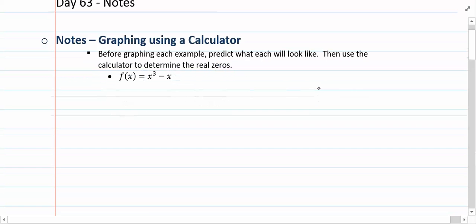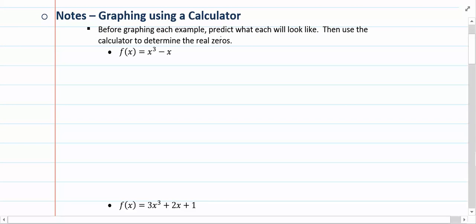Now, before we go to the graphing calculator, let's predict what each will look like. This will be using the same technique we used on Friday's quiz. Then, after we predict what each will look like, we'll go to the calculator to determine the real number zeros. Now, what we have here in this first example, f of x equals x cubed minus 3, is a cubic binomial.